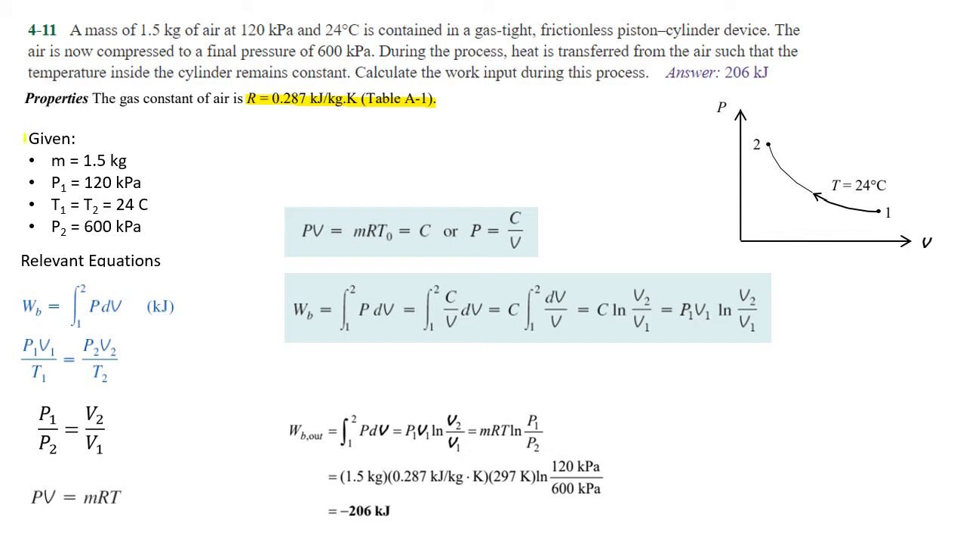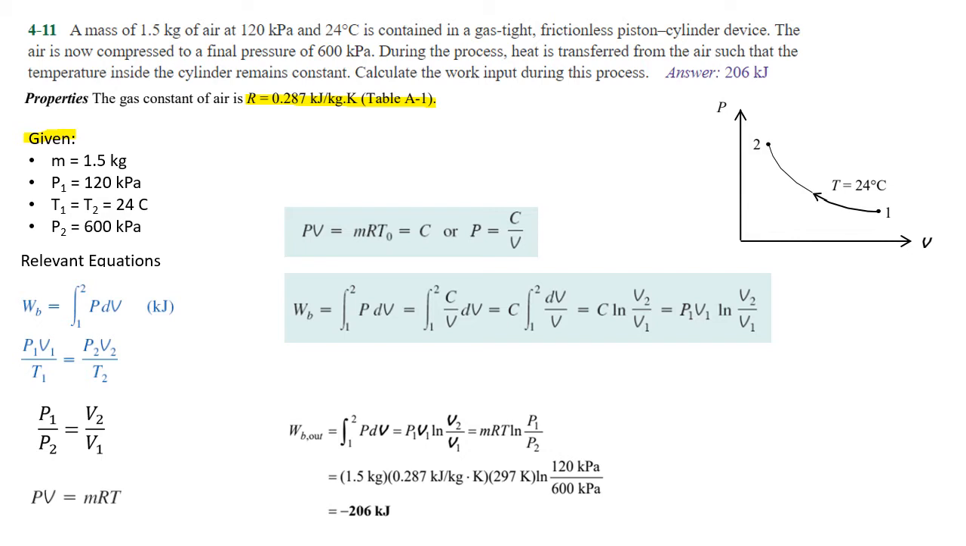So let's list what we're given in the problem. Here we know the mass is 1.5 kilograms. We know the initial pressure is 120 kilopascals. We know the temperature remains constant at 24 degrees C. And we know the final pressure is 600 kilopascals.